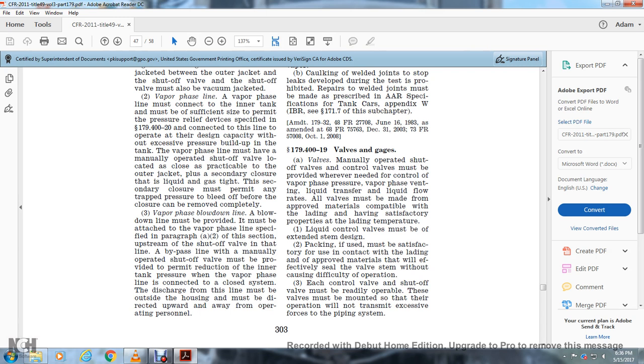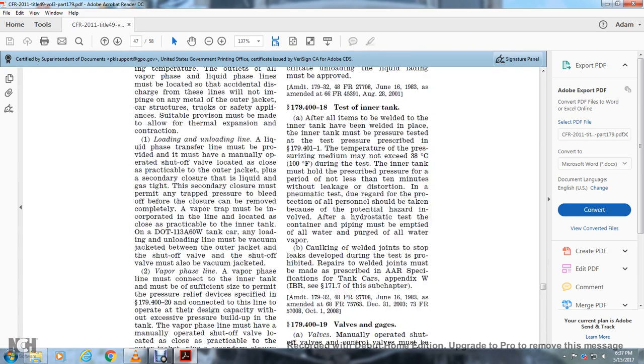The bypass line will be manually operated with the shutoff valve must have provided with the permitted reduction of the inner phase, the tanker phase. When the vapor phase is connected with the closed system, the discharge from the line must be outside, but the housing must be directed upward and away from the operating personnel.